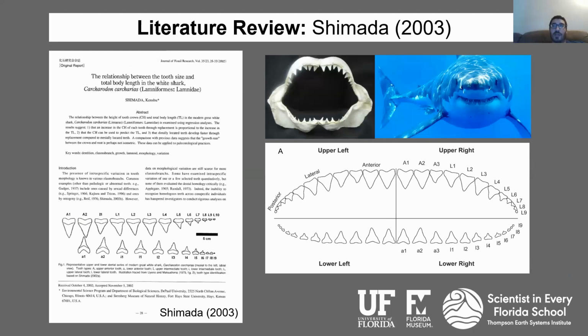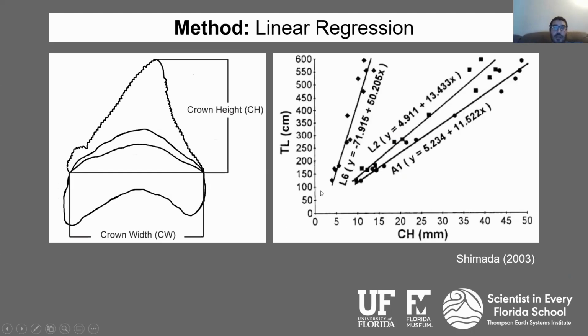So that method was published in 2003 by a scientist named Kenshu Shimada. And essentially what Kenshu did is he measured what's called the crown height, so the height of every single tooth in the jaw of, I think it was 10 different great white sharks, where he knew the body length of those sharks. So using that, he was able to develop these linear equations.